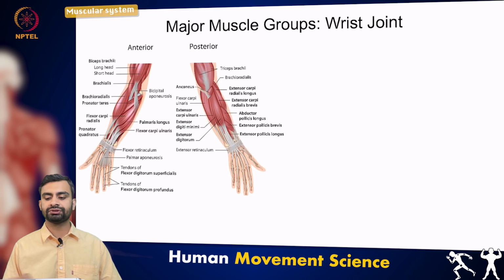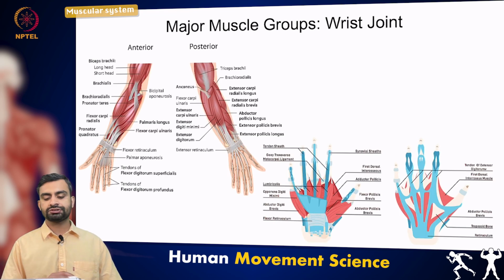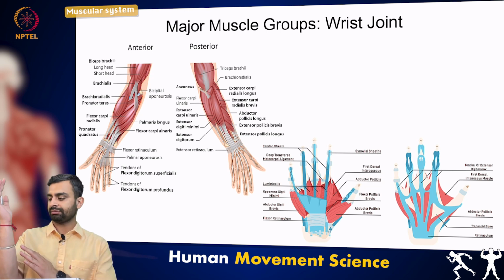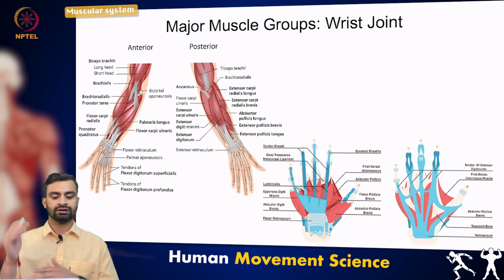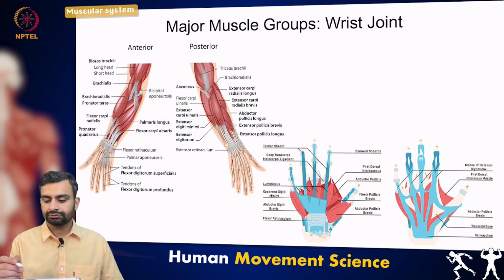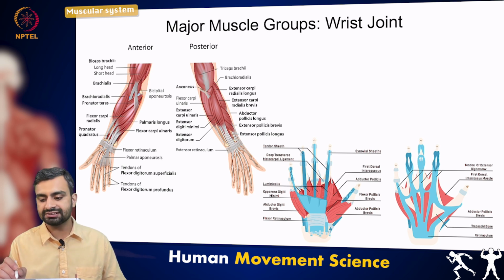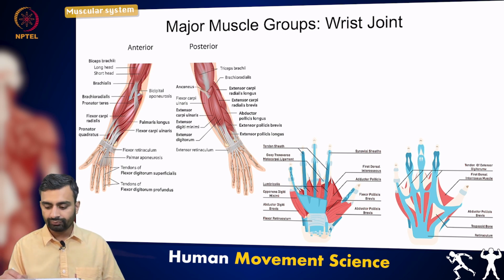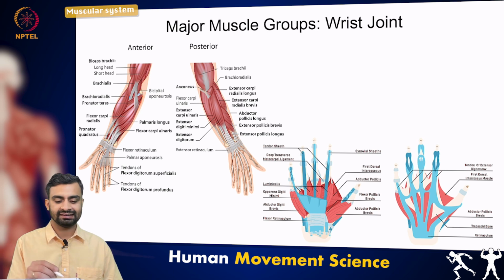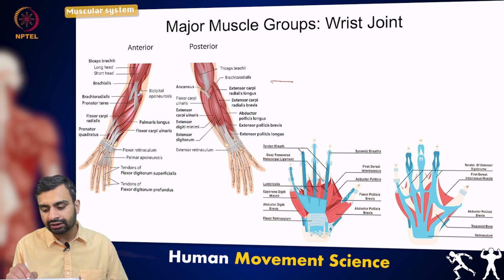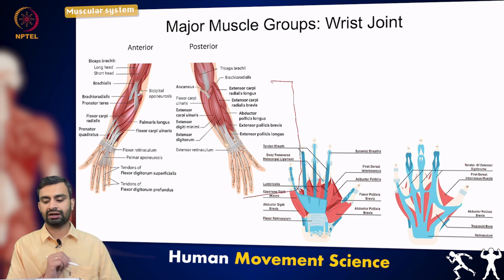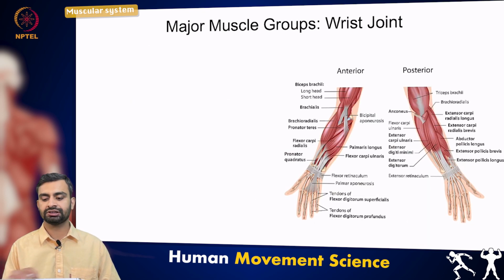Now let's move to the wrist joint. The wrist joint is between your hand segment and your forearm segment. Most of the muscles which control the movement at the wrist are from the forearm. However, there are certain muscles which are present in our hands. They also contribute to the motion at the wrist joint. So let's look at those.